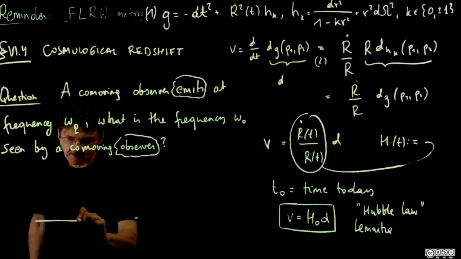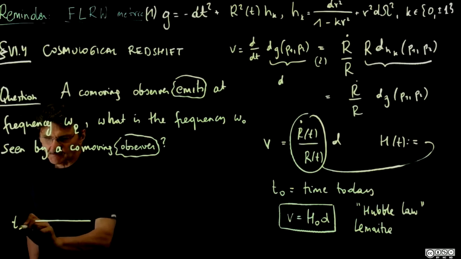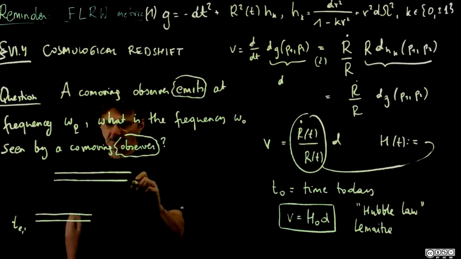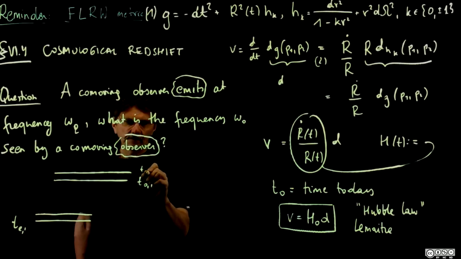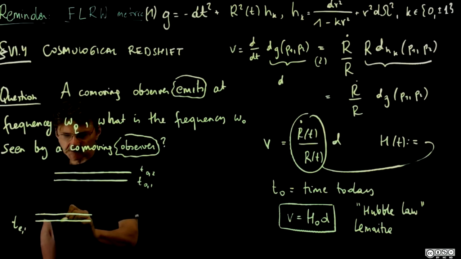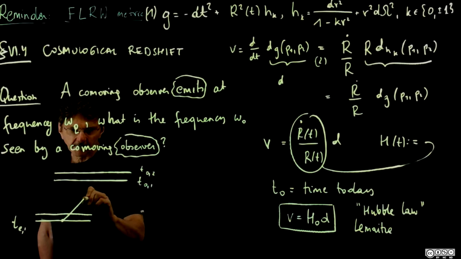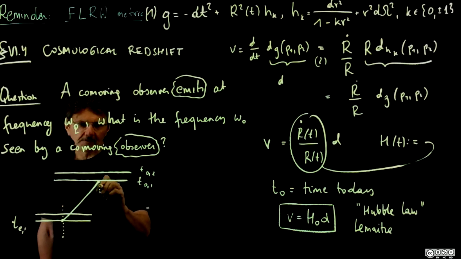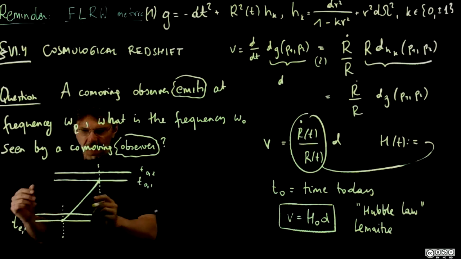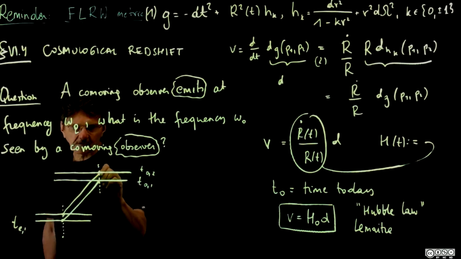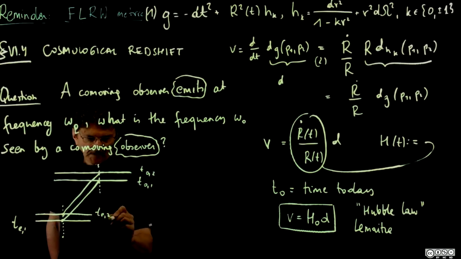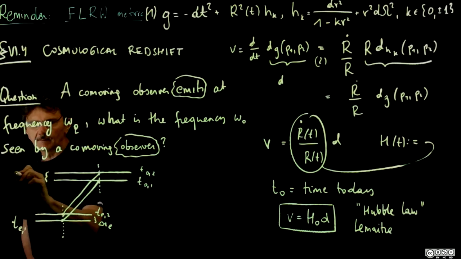So we have this time of emission, and maybe there'll be two times of emission, and there'll be two times of observation. A photon is emitted from here to there, and the emitter is moving, and the observer is moving. One period later, there'll be another photon sent here. So we have a t emission two, we have a delta t emission, and we have a delta t observation.